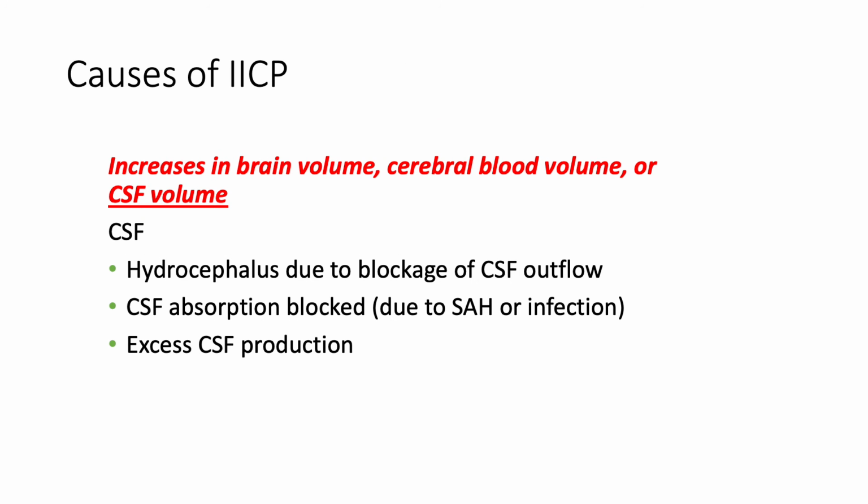Increases in our third element, the CSF, can also cause increased intracranial pressure. Increased production, reduced absorption, or other obstructions in outflow of CSF can cause there to be too much CSF in the brain. For example, a subarachnoid hemorrhage or SAH can cause blockage to subarachnoid spaces and reduce absorption of CSF in the brain.